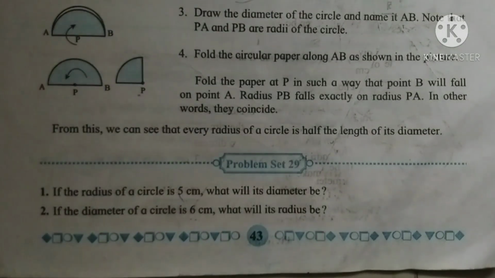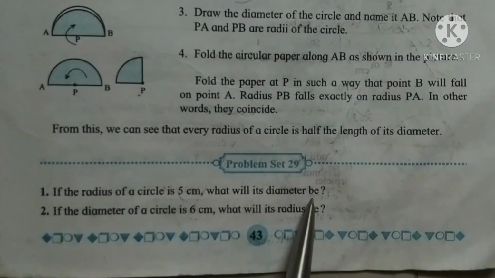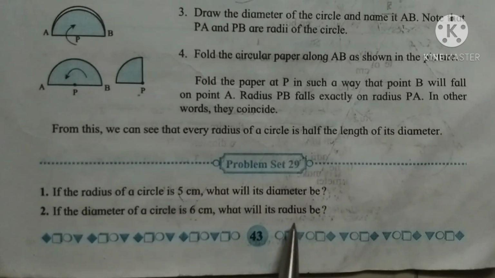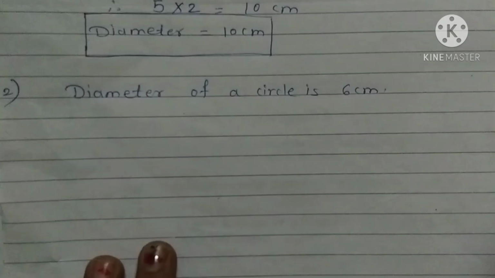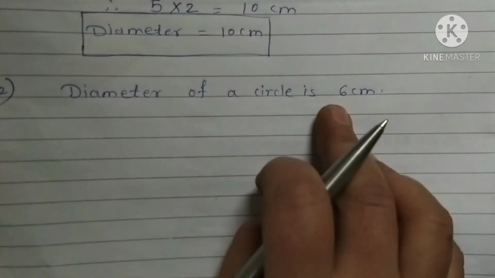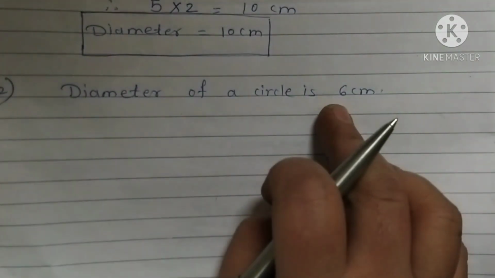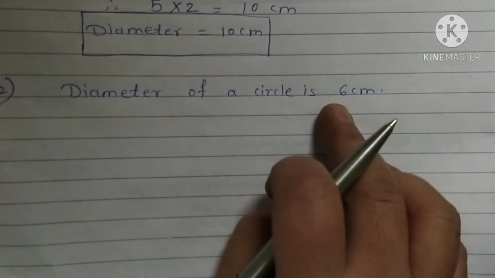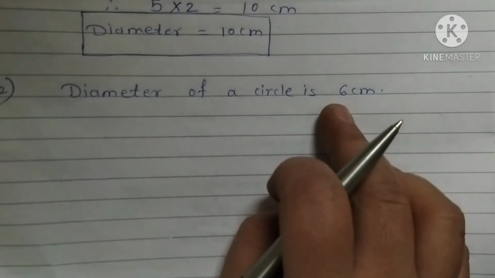And what we have to find now? Radius. In the first question we have to find diameter, but in the second question what we have to find? Radius. Okay, the diameter is given and we have to find the radius. Now how to find the radius? See, diameter of a circle is 6 centimeter. Now as we know, diameter is twice the radius.